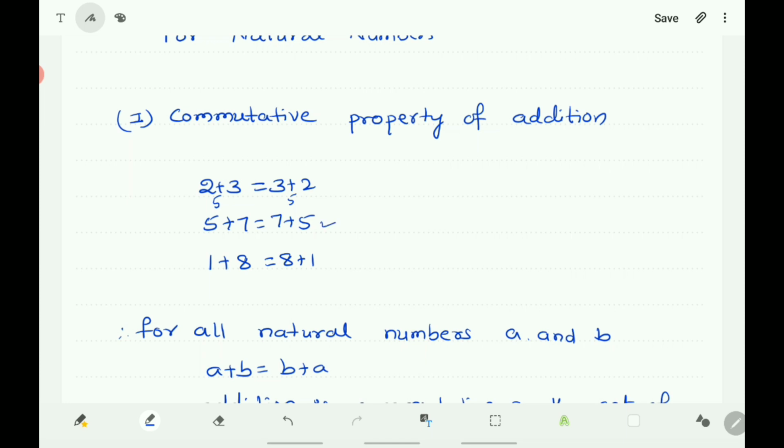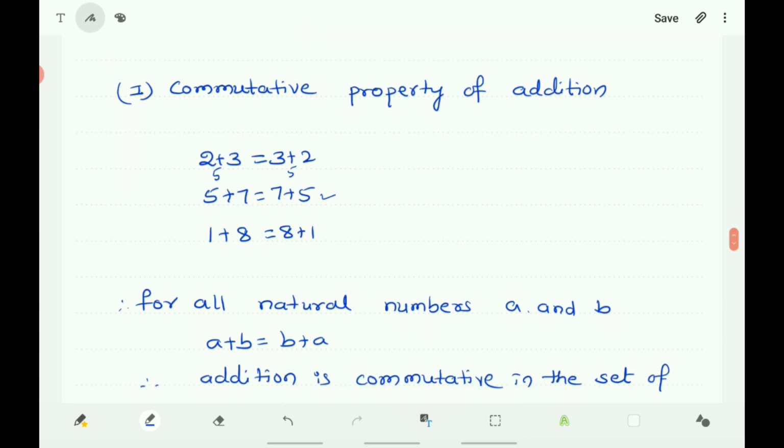And also 1 plus 8 is equals to 9, 8 plus 1 is also 9, and 1 plus 8 is equals to 8 plus 1. So you can verify that for all natural numbers a and b, a plus b is equals to b plus a. Therefore addition is commutative for natural numbers.